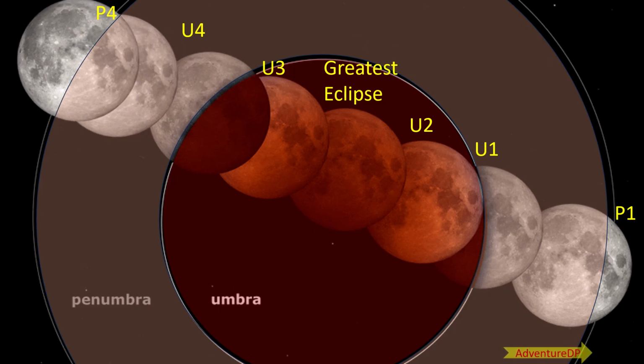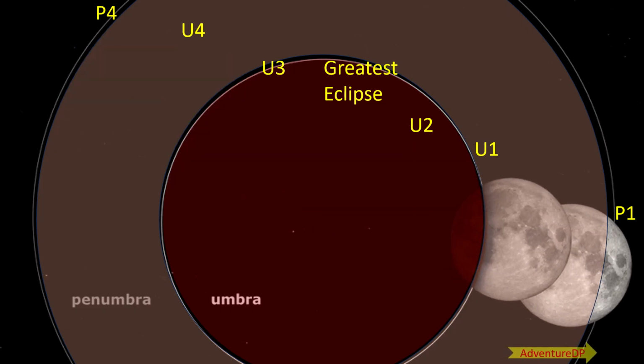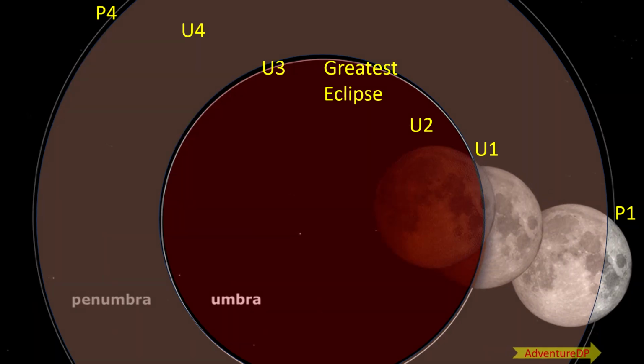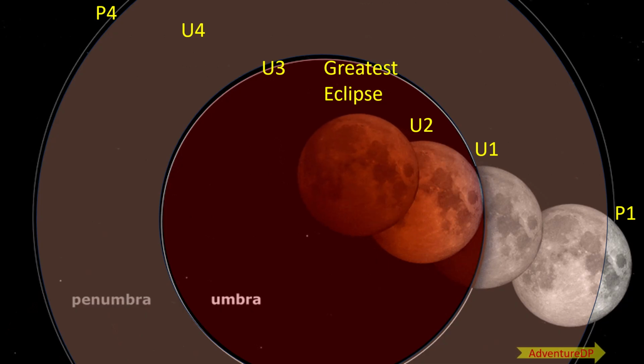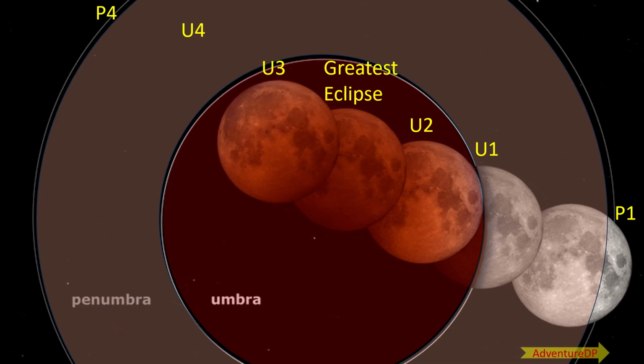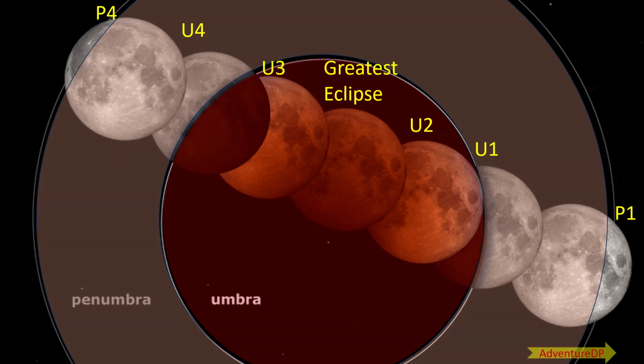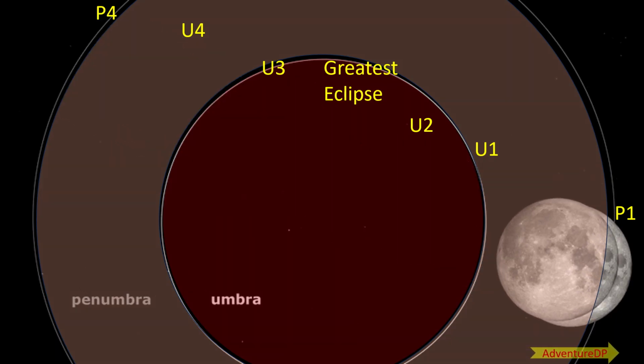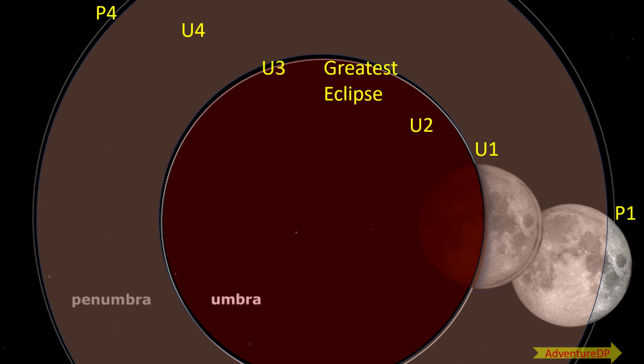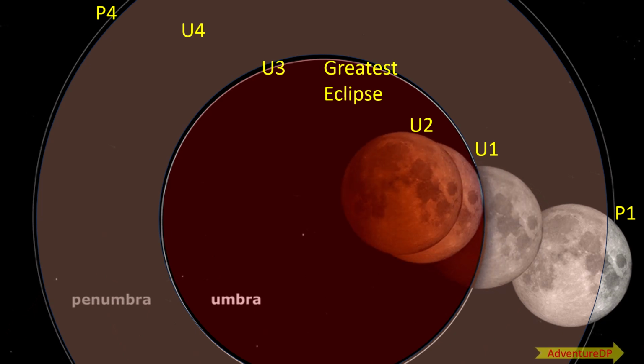So what we learned regarding types of lunar eclipses? Penumbral lunar eclipse: the moon only passes through Earth's faint penumbral shadow. Partial lunar eclipse: only part of the moon enters Earth's umbral shadow. And total lunar eclipse: the entire moon passes into Earth's umbral shadow.